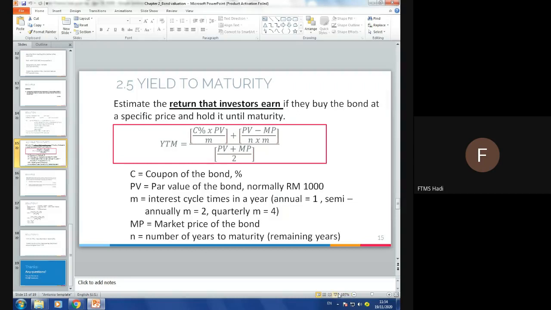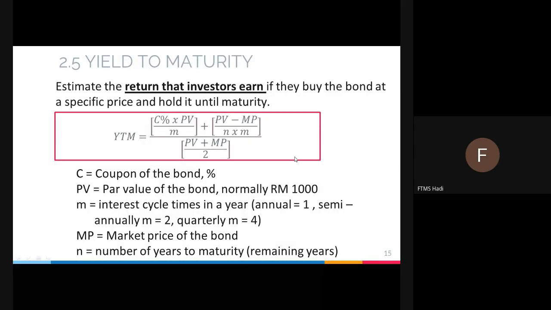So to calculate this, it does not involve the PVIF or PVIFA table. This is just a straightforward calculation. You get the formula and then you just put the figures there. The formula for YTM, yield to maturity, is C percentage multiplied by par value divided by M, plus PV minus MP divided by M times N, and then divided by PV plus MP divided by 2. So there are three subcomponents that you need to calculate first before you calculate everything.